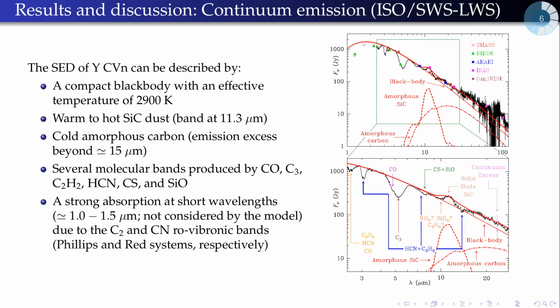The spectral energy distribution of Y CVn can be described by a central star at 2900 Kelvin, warm to hot silicon carbide dust, and cold amorphous carbon dust. This third component is needed to explain an emission excess found beyond 15 microns. Several molecular bands are noticeable at different wavelengths.